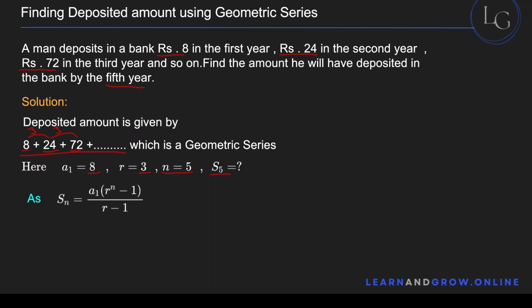So we'll apply this formula here, and as you know, the value of r, the common ratio, is greater than 1. So we'll apply this formula because r is greater than 1. After replacing a1 with 8, and we'll replace r with 3 and n with 5. So upon doing all this calculation, you'll find that the value comes down to rupees 968. So this man will have deposited a total of 968 rupees in the 5 years.